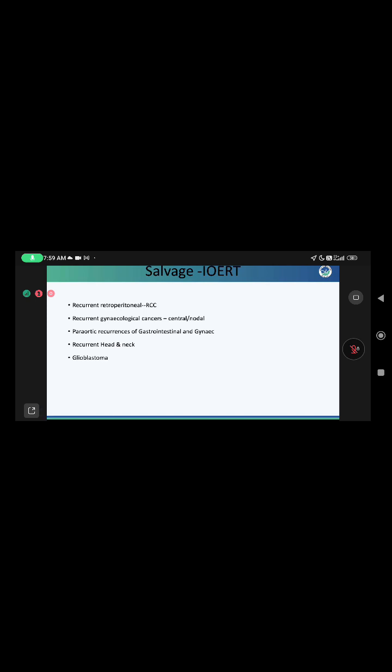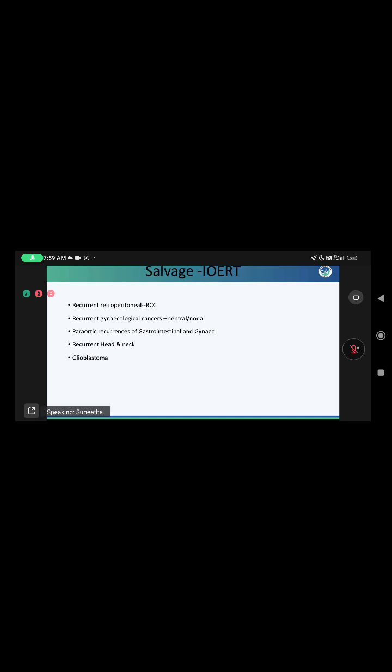Other than this, IOERT is a boon in case of recurrent tumors in the salvage setting where we have oligometastasis, and in gynecological cancers where we have a central recurrence or nodal recurrences, these can be targeted. The nodes can be addressed with surgery and then boosted. Wherever the node was, that area can be boosted with IOERT followed by external beam radiation at a later stage.